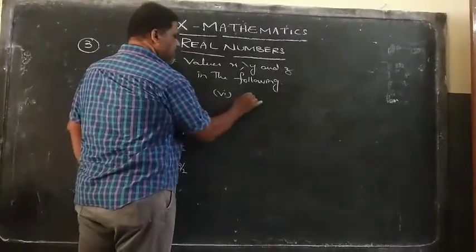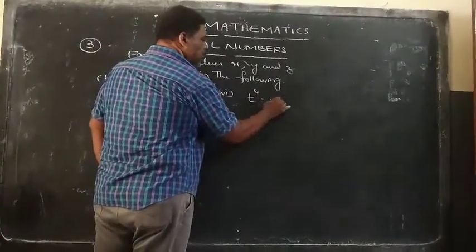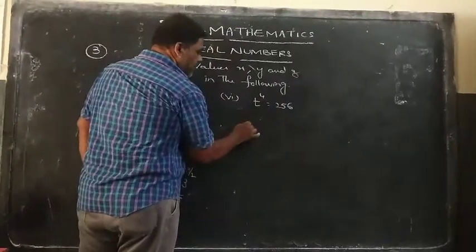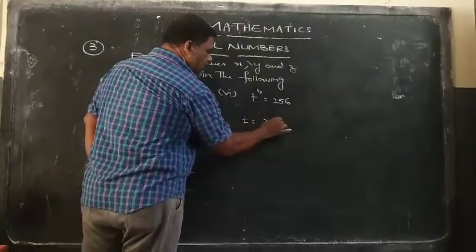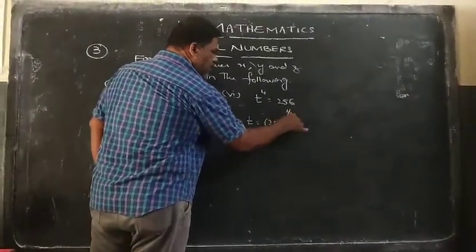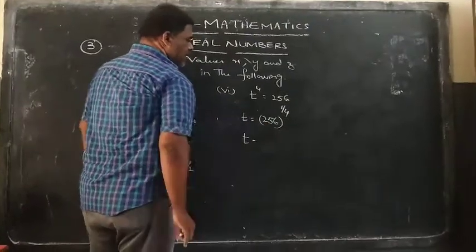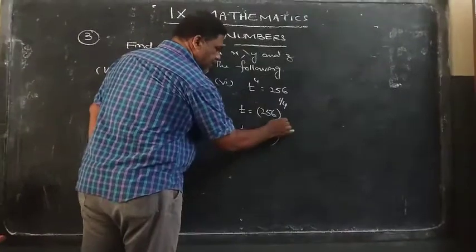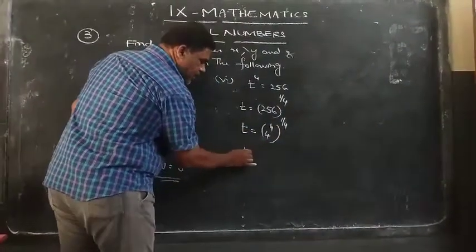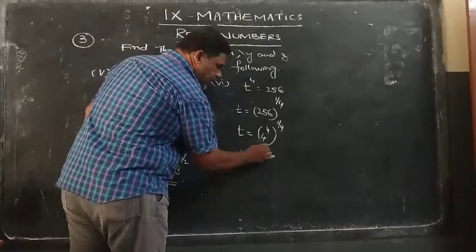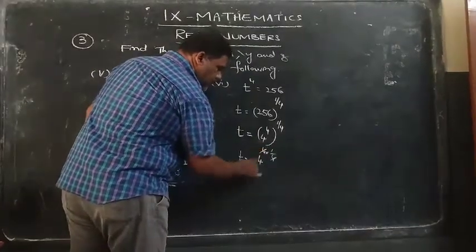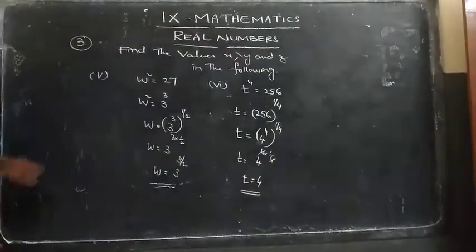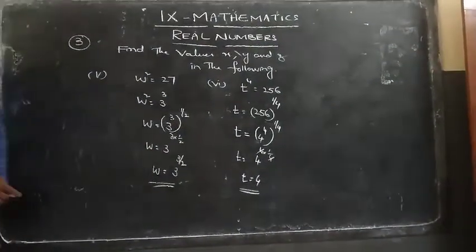Now sixth bit, t to the power 4 is equal to 256. If you remove the power on left side, it will become 256 to the power 1 by 4. This 256 you can write 4 to the power 4. Whenever 2 powers are there, we have to multiply 4 into 1 by 4. So we will get t is equal to 4. So like this, we can remove the exponents and we can find out the variables.